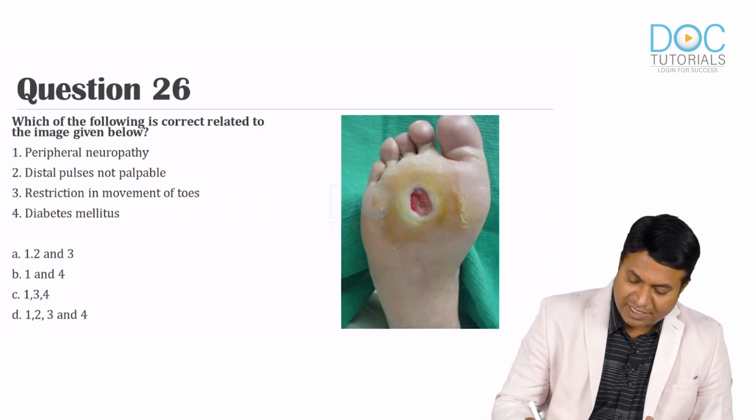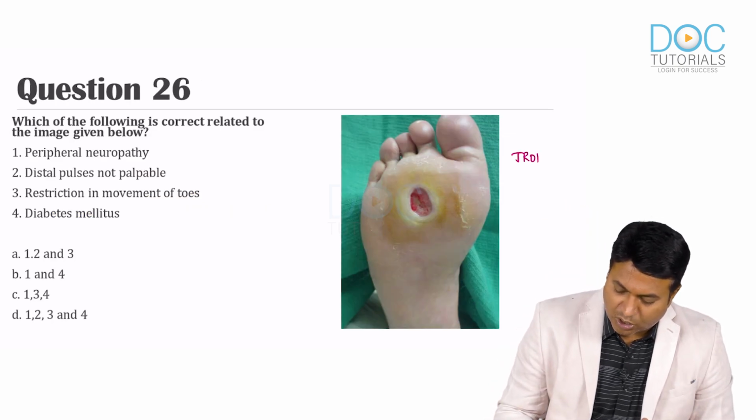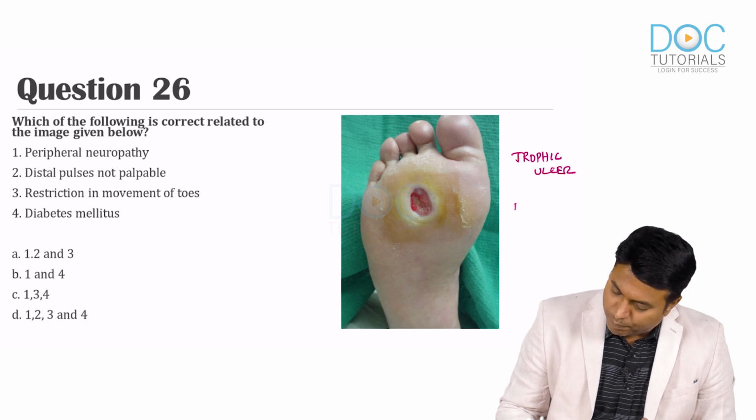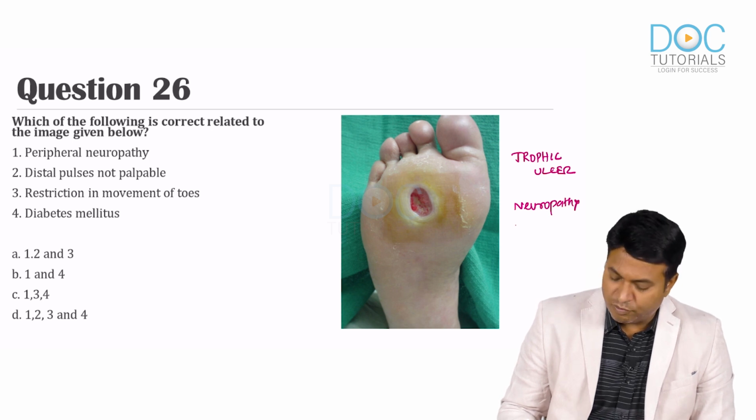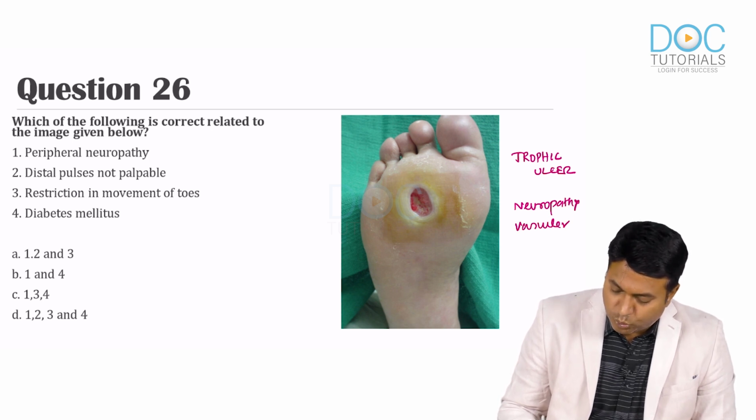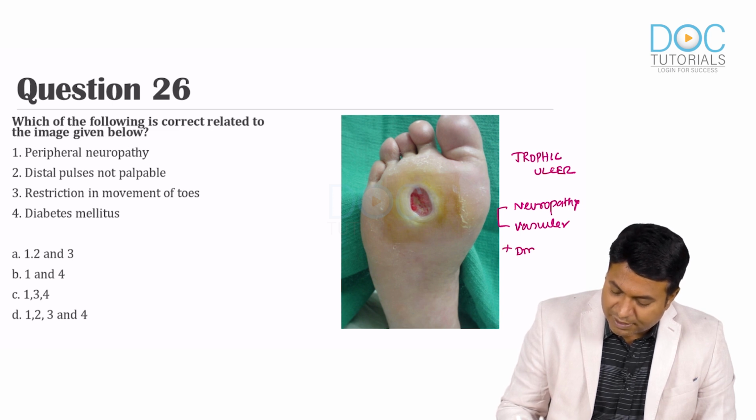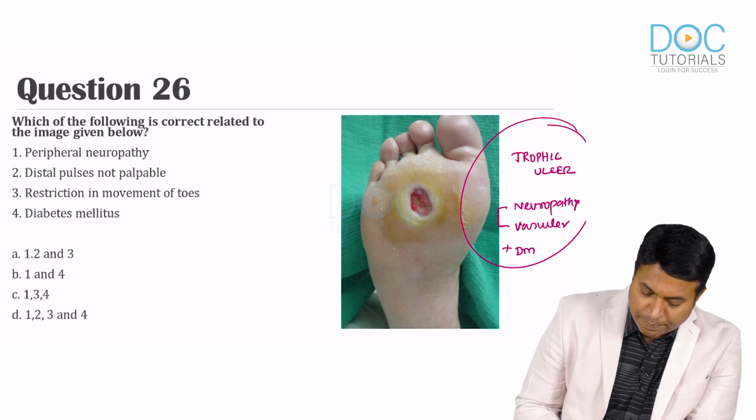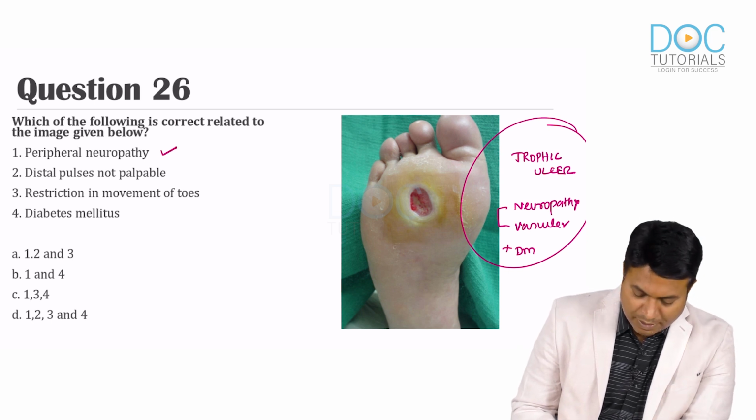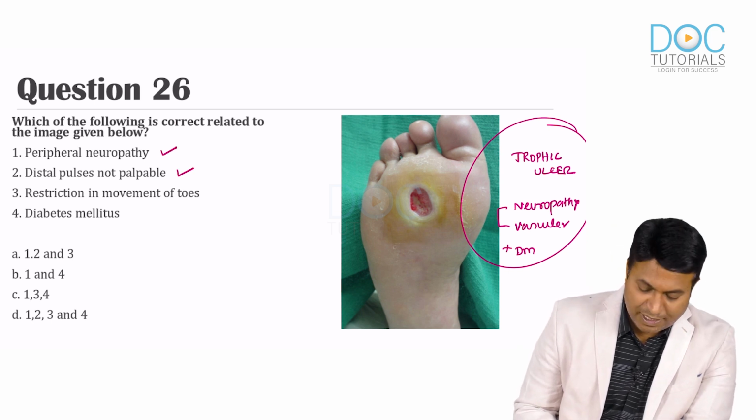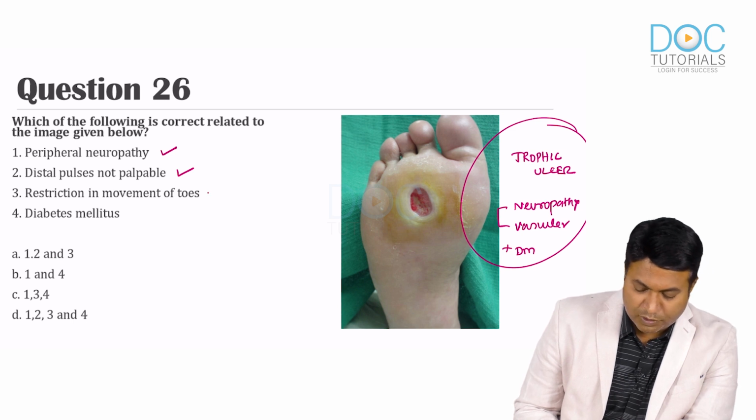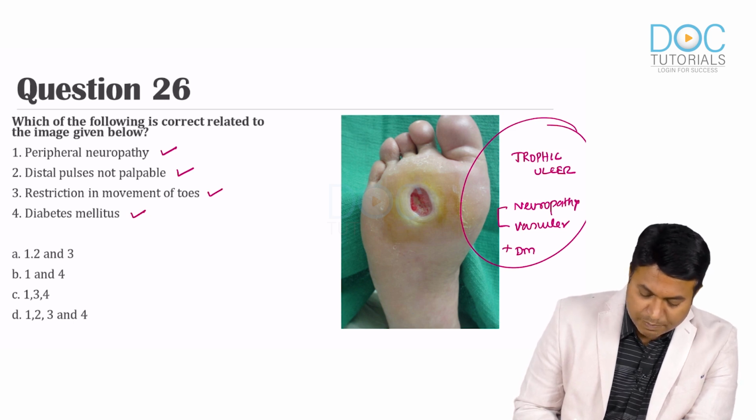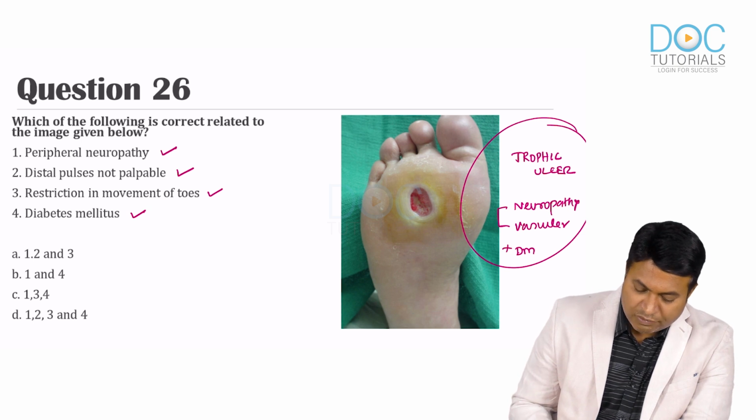Okay. So this is a classical trophic ulcer. You can see this is a trophic ulcer you are seeing in the image. It is due to neuropathy. It is a combination of causes, neuropathy and vascular, together along with the diabetes can cause this trophic ulcer. So in these ulcers, peripheral neuropathy will be seen, distal pulses may not be palpated, restriction in movements of toes may be seen, diabetes mellitus is associated. So I will go for all the following 4 are seen.